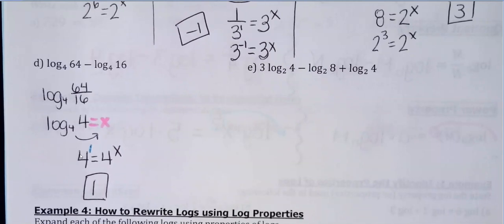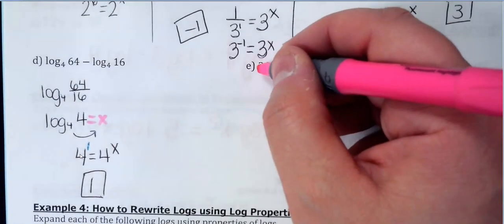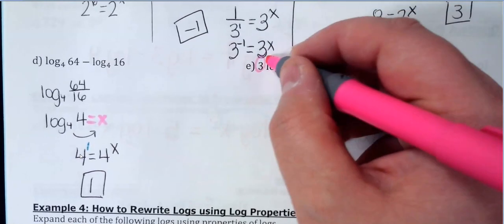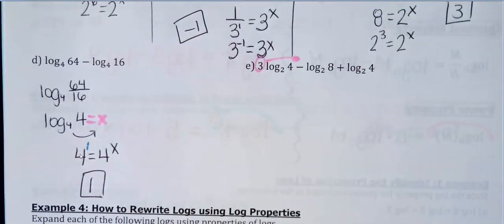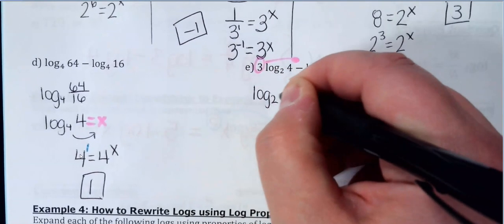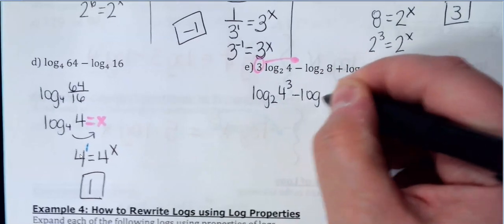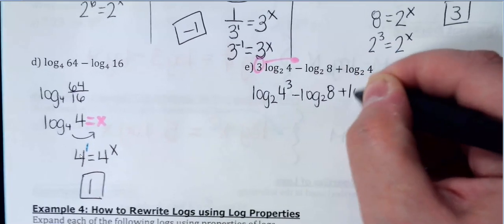But literally, anytime the base is like this 4 and 4, if you had 5 and 5, or if you had 6 and 6, that answer would be 1 every time. Okay, and I got one more. This, of course, has 3 terms, so we got to be complicated here. Just remember, you got to apply these properties as you read them from left to right with the division and the multiplication. So this first term, if I just apply the power rule here, this would be 4 to the 3rd. Okay, minus log base 2 of 8 plus log base 2 of 4.